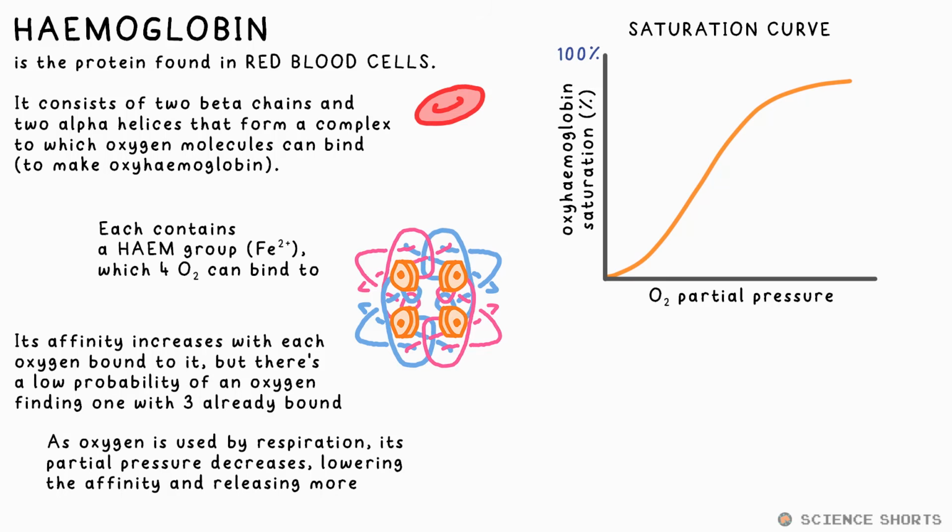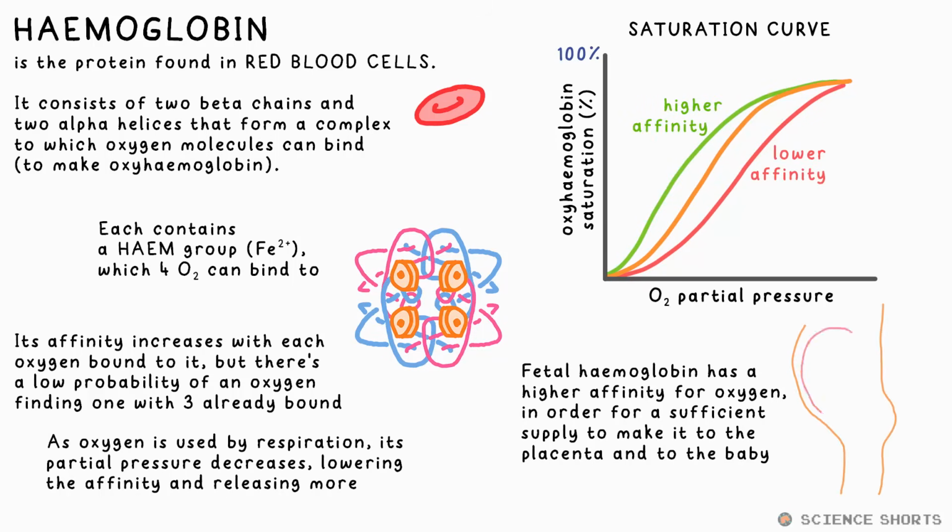Once one oxygen molecule is bound to haemoglobin, its affinity increases. It's easier for the second one to bind to it, and so on, but the fourth one is less likely to bind just because there's a low chance of it finding a haemoglobin with 3 oxygens already bound to it, so it levels out. Fetal haemoglobin has a higher affinity for oxygen in order for enough oxygen to make it all the way to the womb, placenta, and through the umbilical cord.